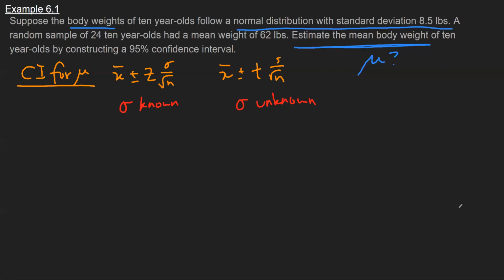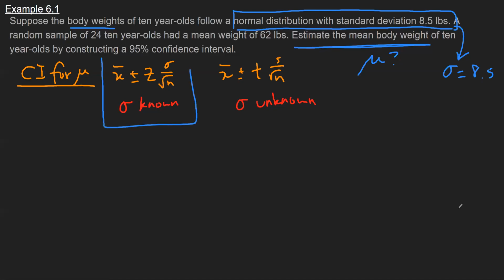So when I go through and read the example, I notice this part here I underlined earlier, that I have a normal distribution with standard deviation 8.5. Now, because this 8.5 here did not come from the sample of my 10-year-olds, this is actually describing the entire population. So I know sigma is 8.5. So that means between my two rules for estimating mu, I'm going to use the one that has the z distribution.